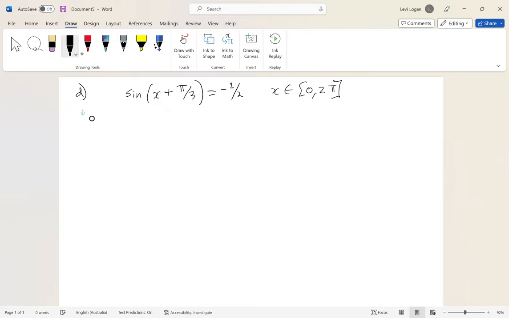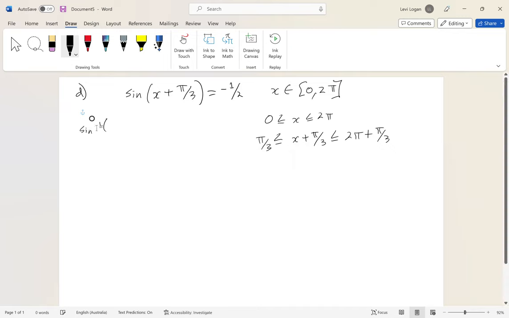So x belongs between 0 and 2 pi. So x plus pi over 3 is between pi over 3 and 2 pi plus pi over 3. So that's our new domain. Sine inverse of -1/2. Hold up, my computer's not loading. Sorry.